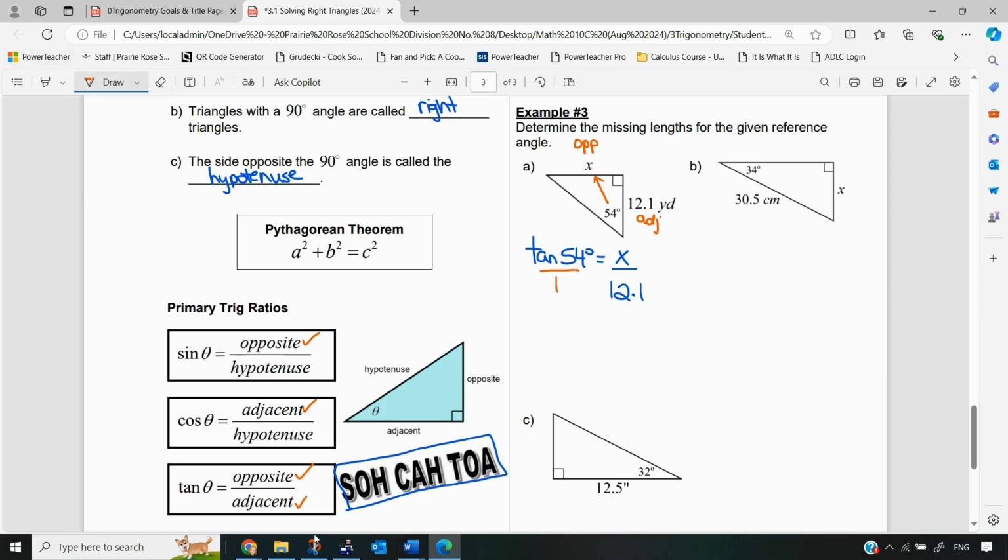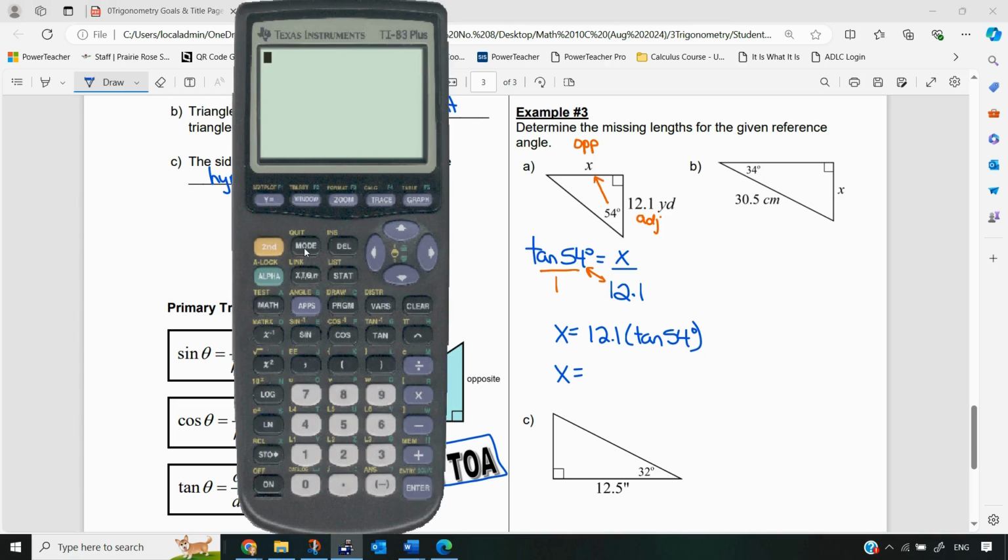Notice that this is like having tan 54 over 1. So I can multiply 12.1 times tan 54. That would give me x equals 12.1 times tan 54 degrees. Notice that you're always writing that degree symbol in because it's a unit of measurement. On our calculator, we're going to first double check that our mode is in degree mode, and it is. And then we're going to type 12.1 times tan 54.